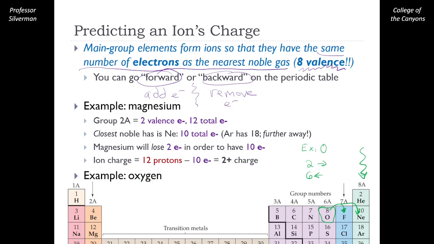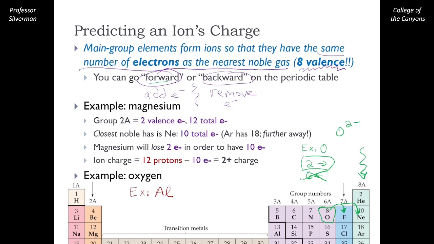When you have two choices like this, we're going to pick the fastest route that gets us to the noble gas column. So instead of going backward 6, we can just go forward 2 boxes. Forward is adding electrons. Oxygen will form an ion that has a charge of -2.